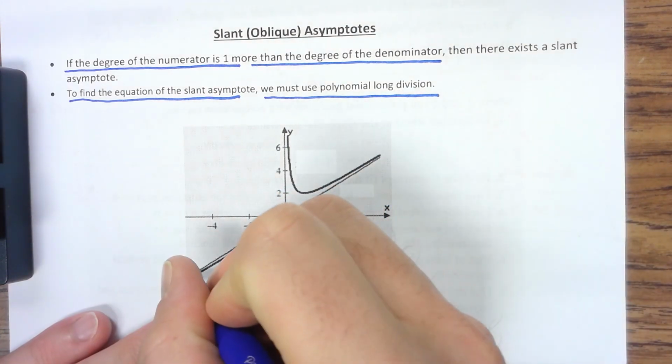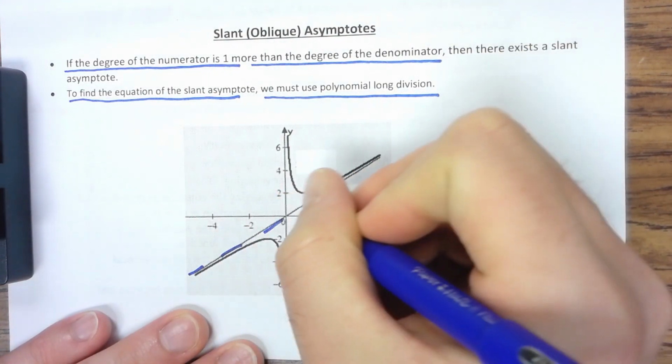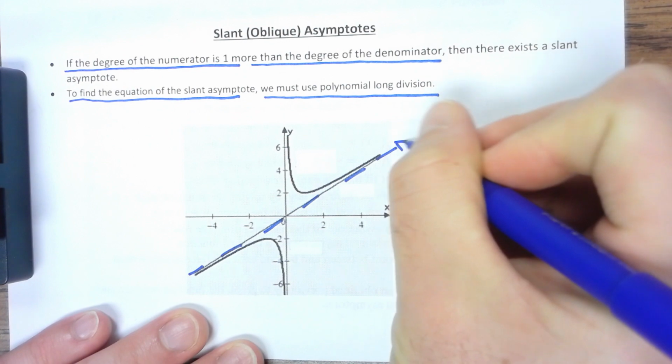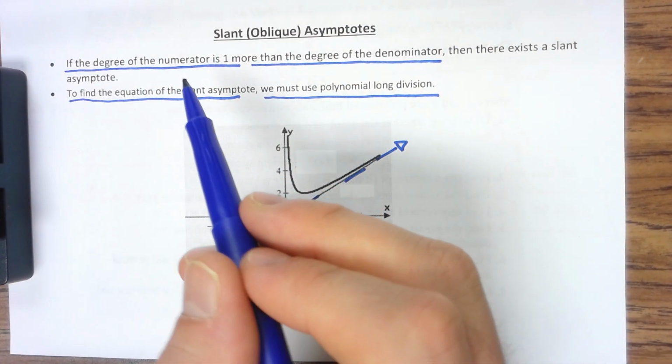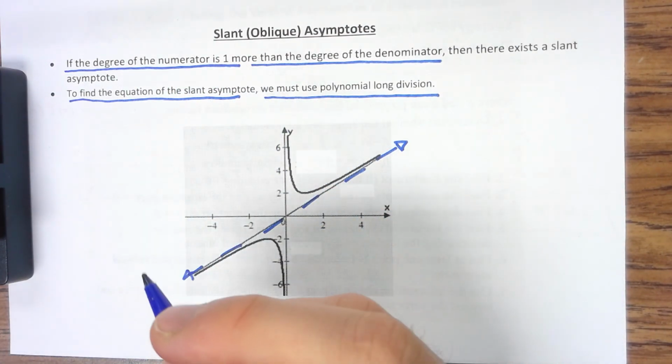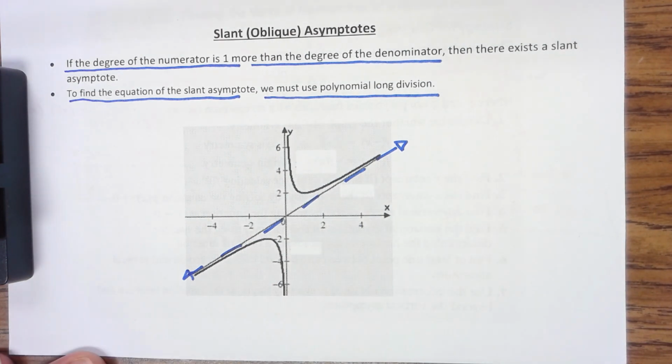If you're jotting down the graph, this is that slant asymptote, and it will always be some kind of linear equation. That's what makes it slanted. That's also, when you think about doing this division, if the numerator is 1 more than the denominator, when we do that division, we're going to be left with a linear equation, okay, every single time. So I'll give you all a sec to jot these things down, and then we're going to do some division to find the slant asymptote.